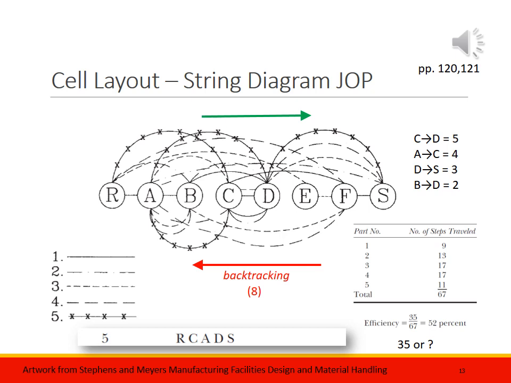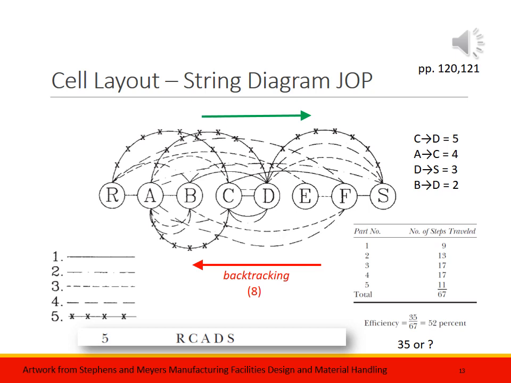We're going to play some shuffleboard here, shuffle things around, see if we can improve that. But I want to point out one additional little bit, and that is that little mini table I have in the upper right-hand corner. You look at the high travel process steps, the high travel direction. C to D, there were 5 C to D trips. A to C, there were 5 A to C trips. D to S, there were 3 D to S trips, and then B to D had 2.